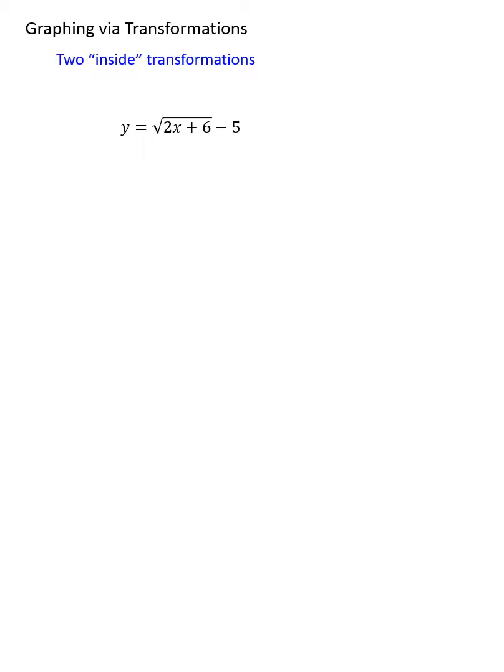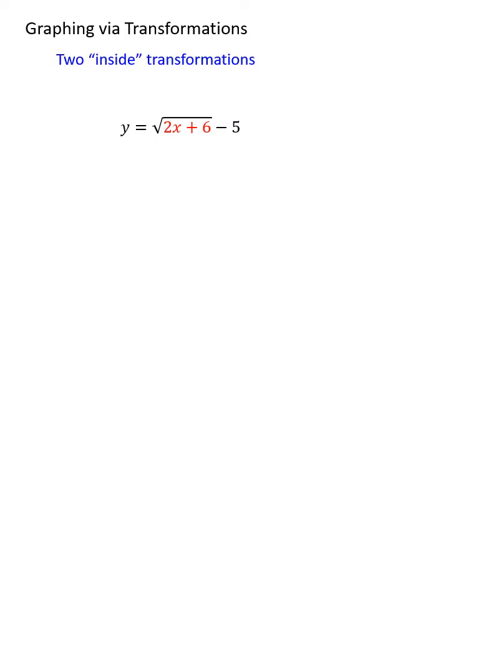Now, based on everything that we've learned in these videos, one might think that these three transformations that would apply to the radical function would be a horizontal compression of 2, because we're multiplying the variable by 2, a leftward shift of 6, because we're adding 6 to the variable, and a downward shift of 5, because we're subtracting 5 from the function. Well, most of that is true, but not all of it. Let's focus on what's inside the function.